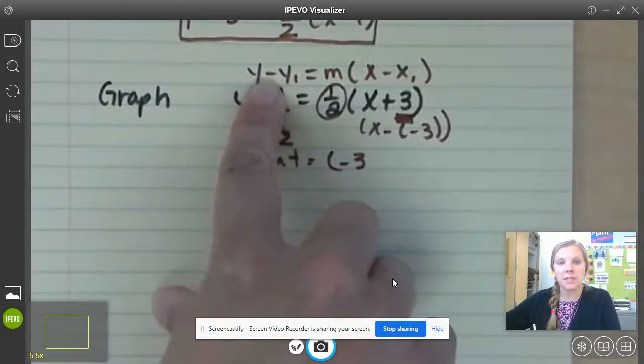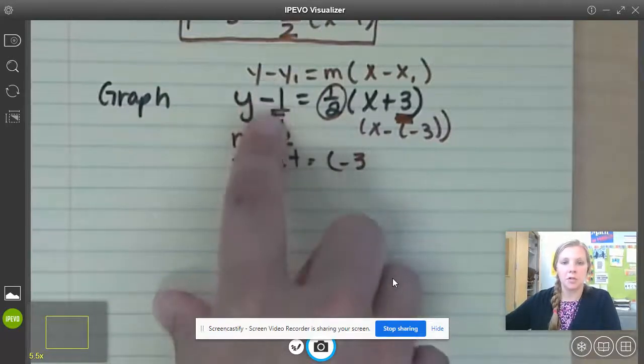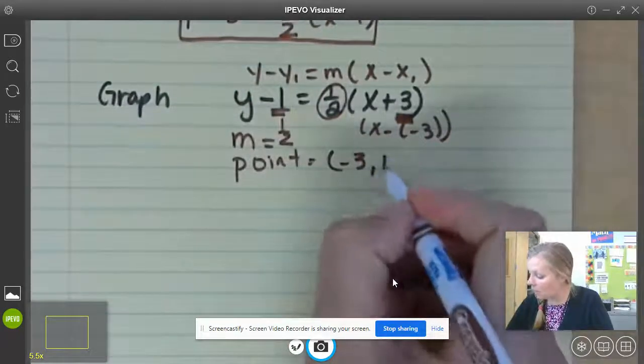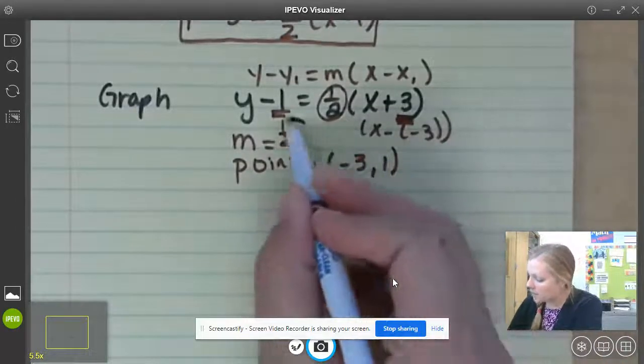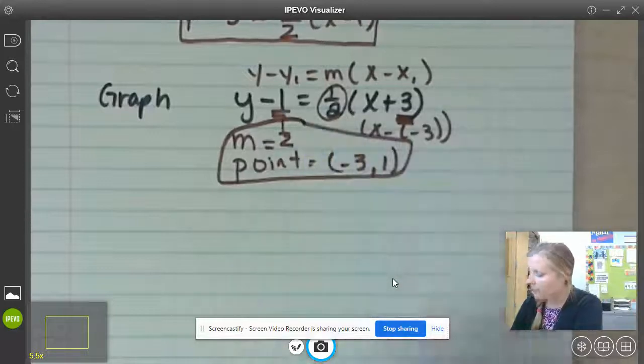The standard form of point slope form has a minus here. So my y value is a +1. I know it's tricky. It's opposite. And so this is the information I'm going to graph.